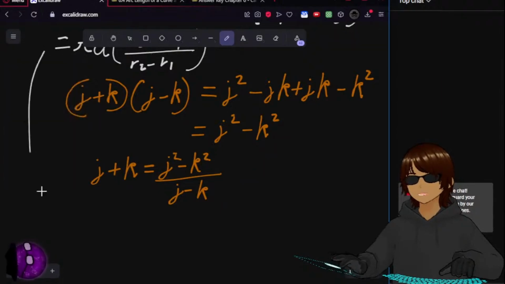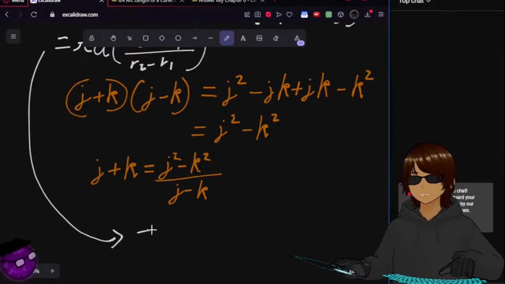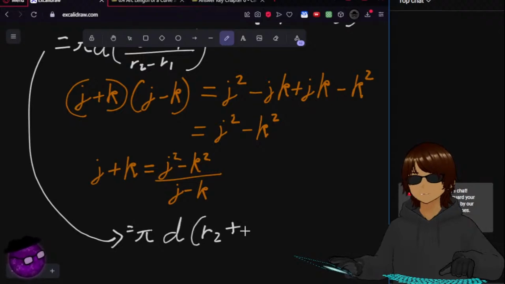So going back, I can write it like this: pi D times the sum of both the radii. This is the lateral surface area of a frustum.